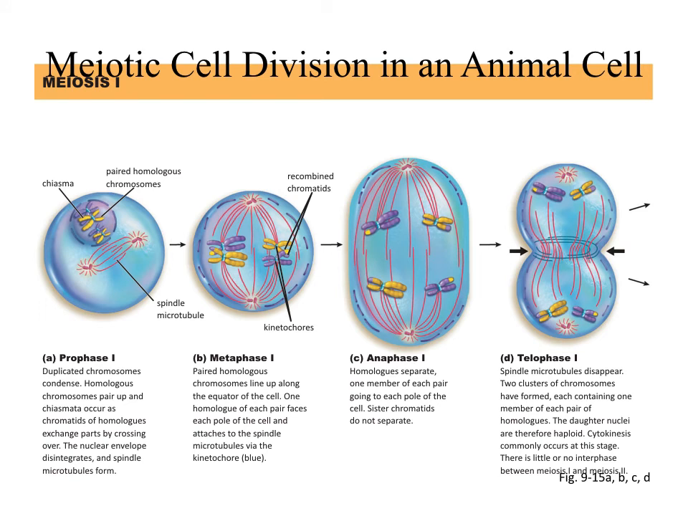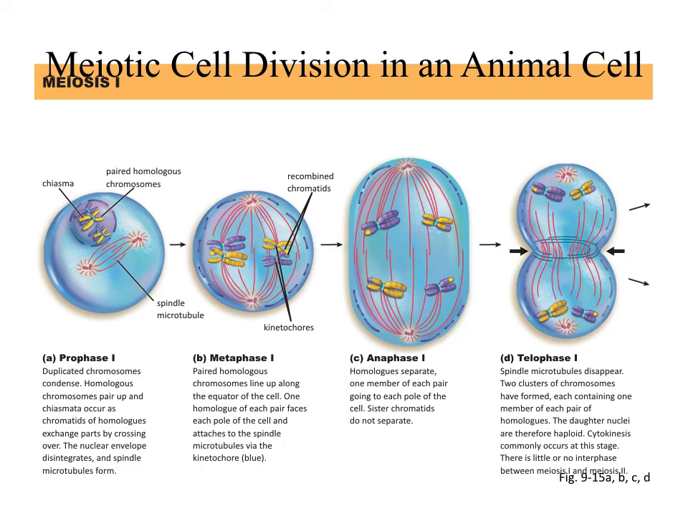In anaphase 1, the homologous chromosomes separate. One member of each pair goes to each pole of the cell, but the sister chromatids, be careful, do not yet separate. And in telophase 1, as you probably have already guessed, the spindle microtubules disappear. The 2 clusters of chromosomes have formed, each containing one member of each pair of homologous chromosomes, and the daughter nuclei are therefore haploid. Cytokinesis commonly occurs at this stage, and there is little or no interphase between meiosis I and meiosis II.